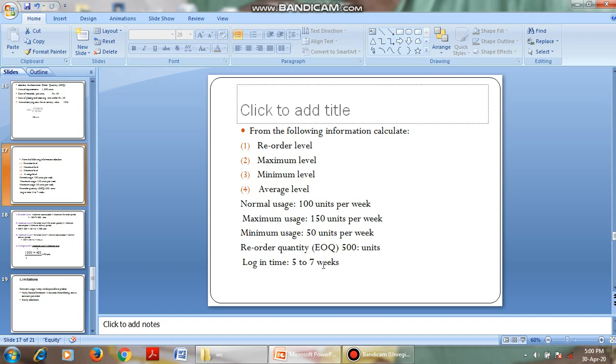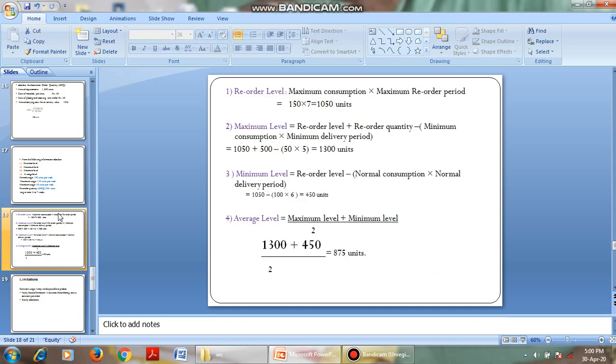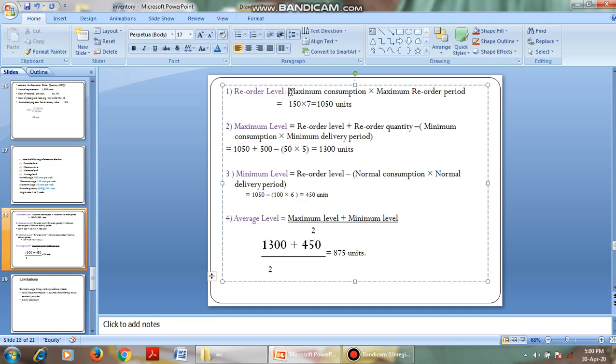This problem is very simple. Per week, normal usage is 100 units, maximum we use 150 units, minimum we use only 50 units. The reorder quantity is 500 units, and the lead time period is 5 to 7 weeks. Let us calculate reorder level, maximum level, minimum level, average level. Next, what is the reorder level formula? Reorder level formula is maximum consumption into maximum reorder period.